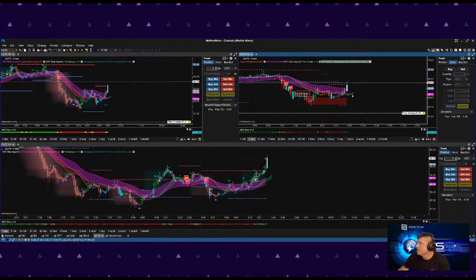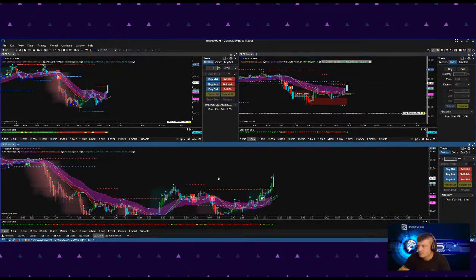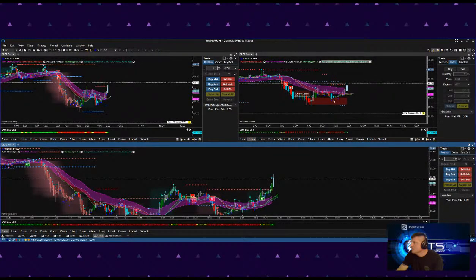Let's see here. Oil, that's a nice pop. Look at that. That is a nice pop on oil. So yeah, let's look at this. I wouldn't be looking for a long just yet either. I would still be looking for a short based on this right here. Your bias down here is changing over.